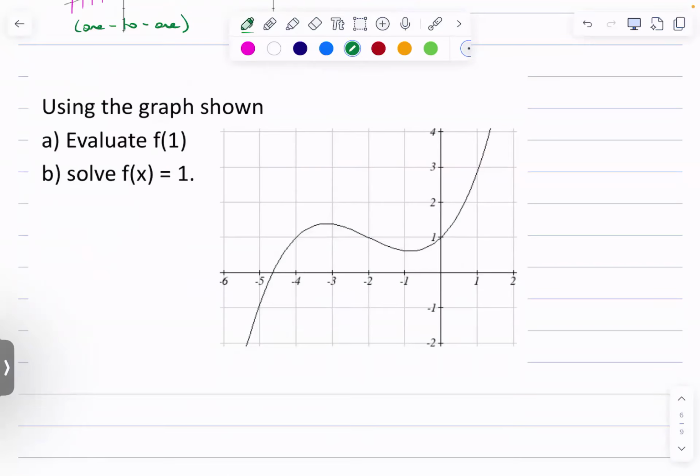But this one. So using this graph, if we want to evaluate and solve something, then what's the first thing we should probably do? Make sure it's a function, right? And so let's do that first. I can't find any spot where it's crossing more than once. And so I'm going to go ahead and say it is a function.